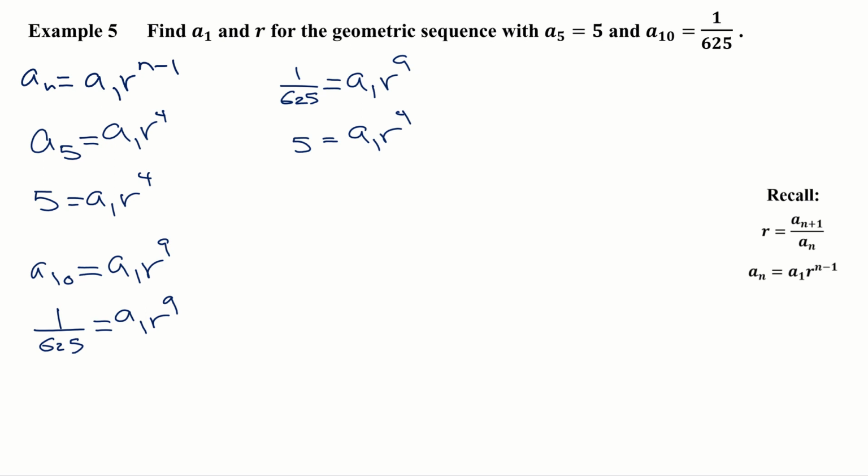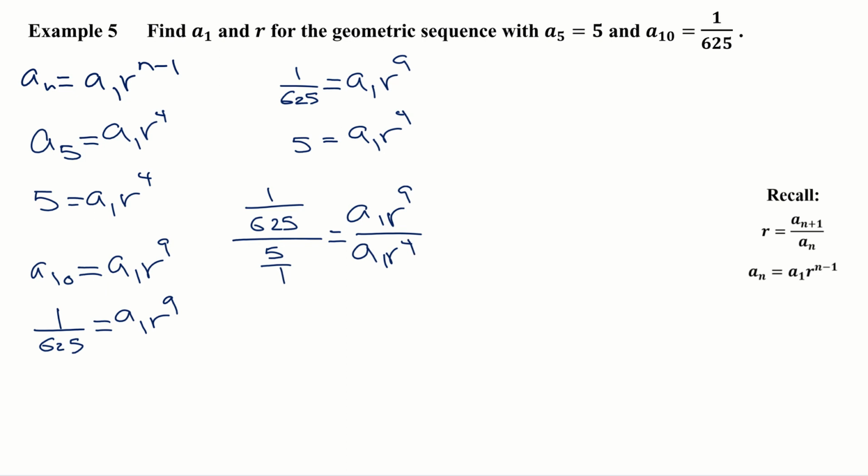There are different ways we can go about this to try to solve this problem, but one of my favorite forms is just to go ahead and quickly divide these two equations. That will cancel out the a1s, and we should be able to get a value for r, right? So let's do that. So we get 1 over 625 over 5 over 1 is equal to a1 r to the 9 over a1 r to the 4.